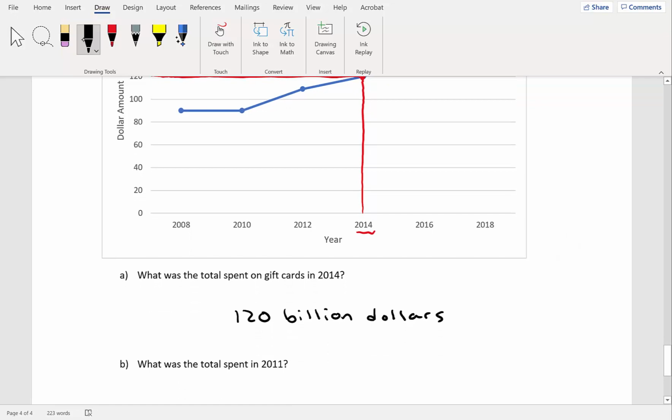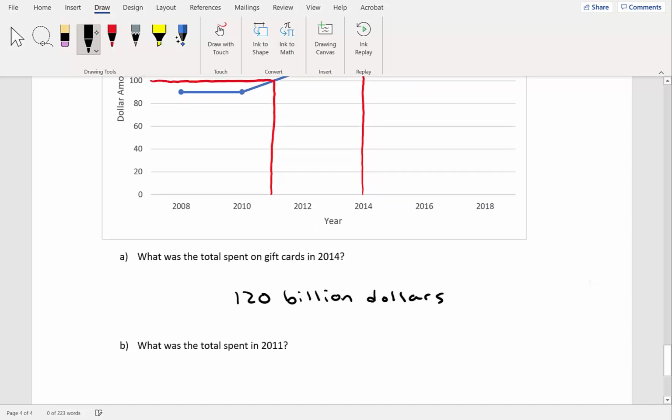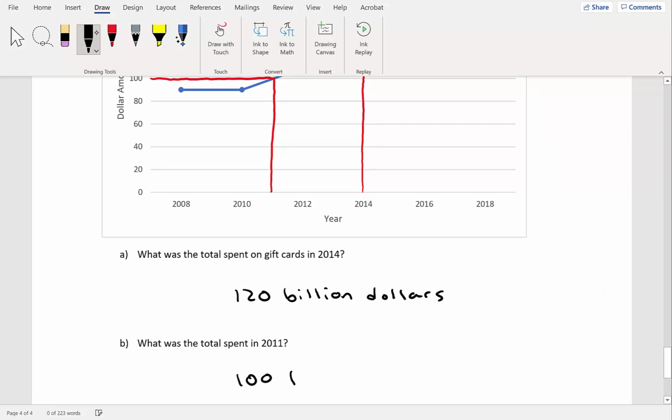Now, what was the total spent in 2011? Now, notice 2011, it's not exactly in our bottom row. But we know that 2011 is between 2010 and 2012, so it'll be about in the middle. Okay, so let's go up to see where our graph is located, and then we're going to go across to see what the dollar amount that was spent. So that corresponds to $100 billion.